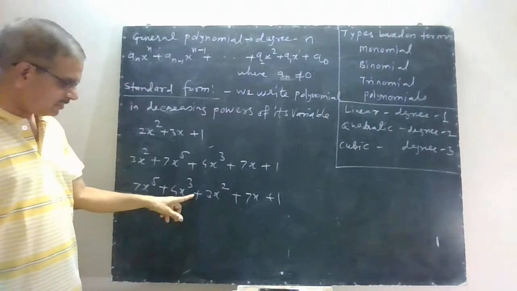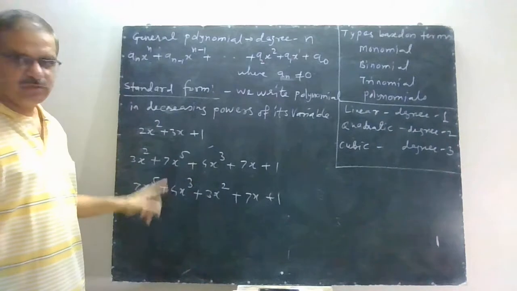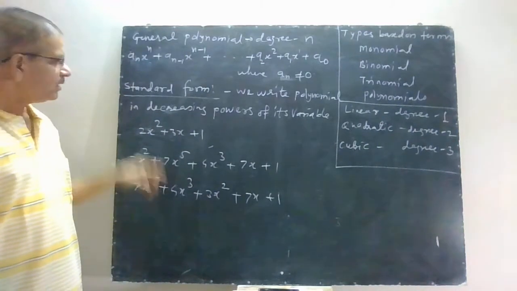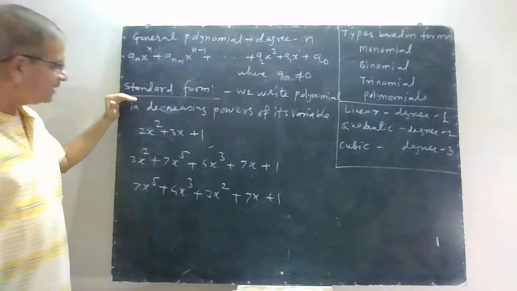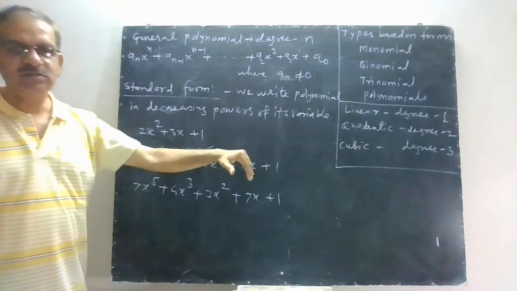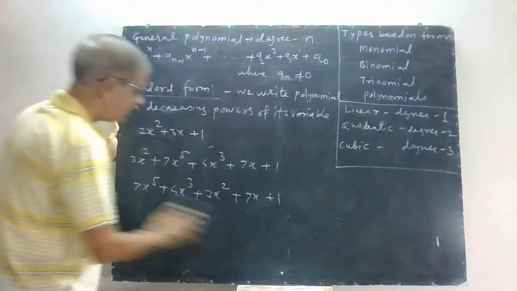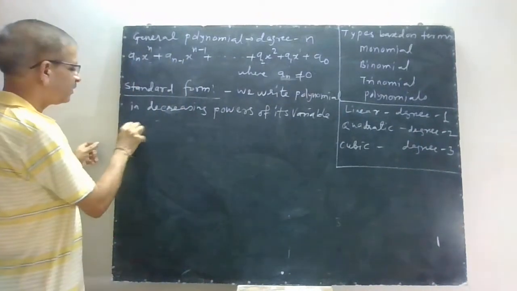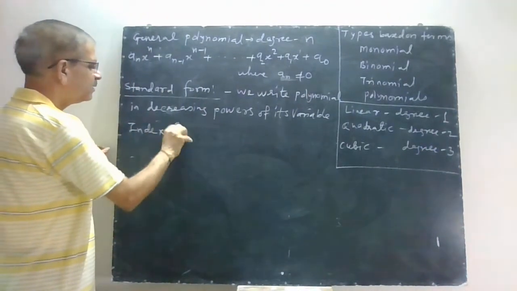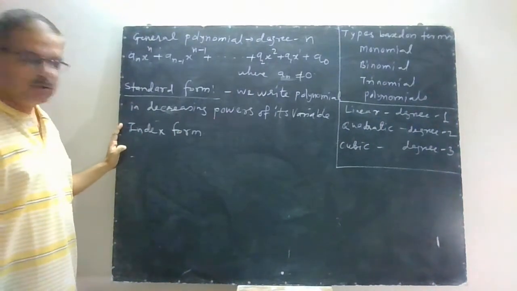Here observe one thing, that we don't have a power of x that is 4, so we have not written that term. So the standard form, I think you understand: when you write the terms of the polynomial in decreasing powers of the variable, it is called standard form. The next one is called index form. Of course, if you don't know what standard form is, you cannot write down index form.